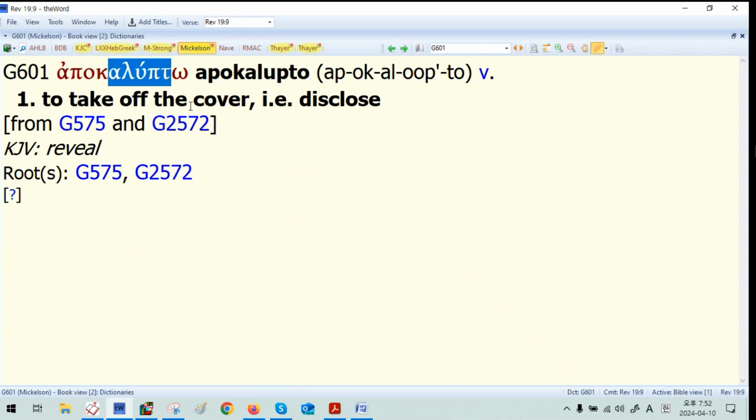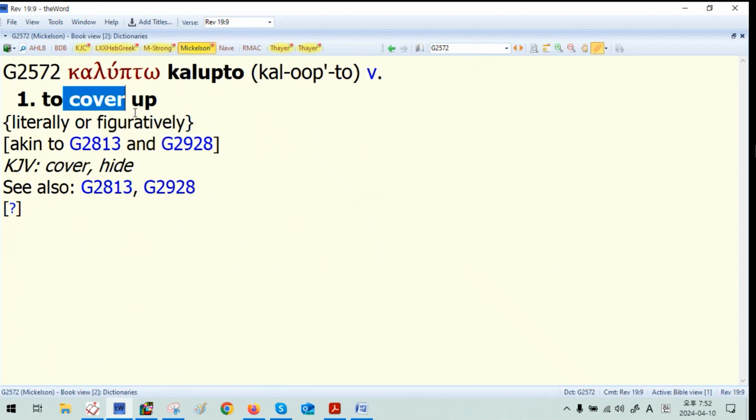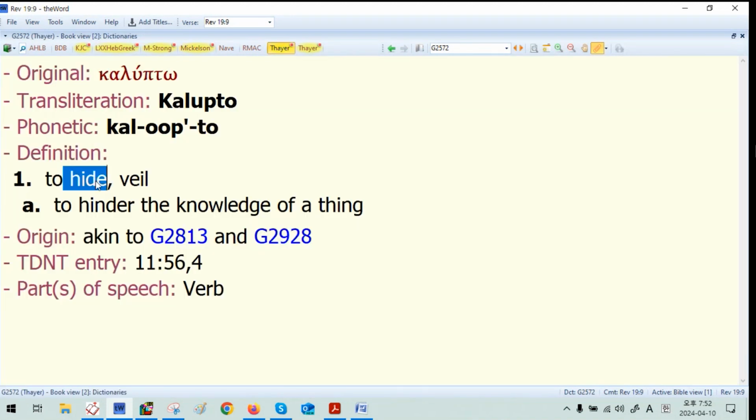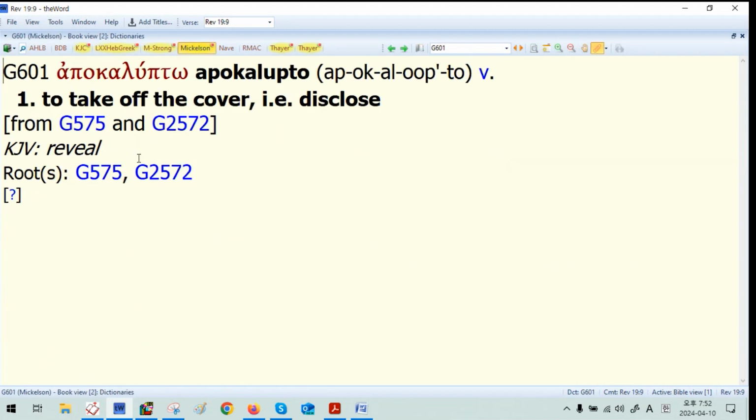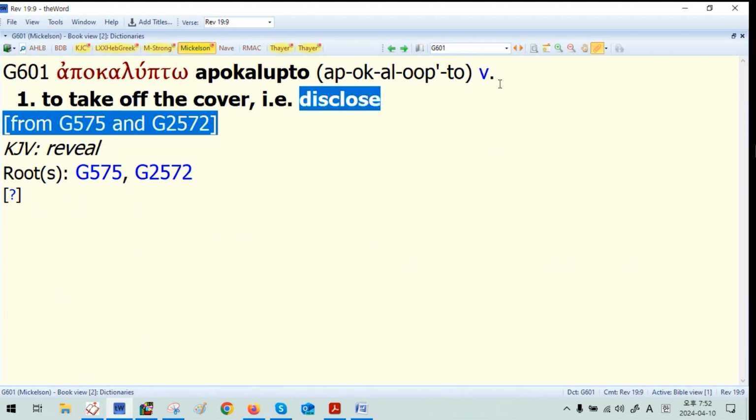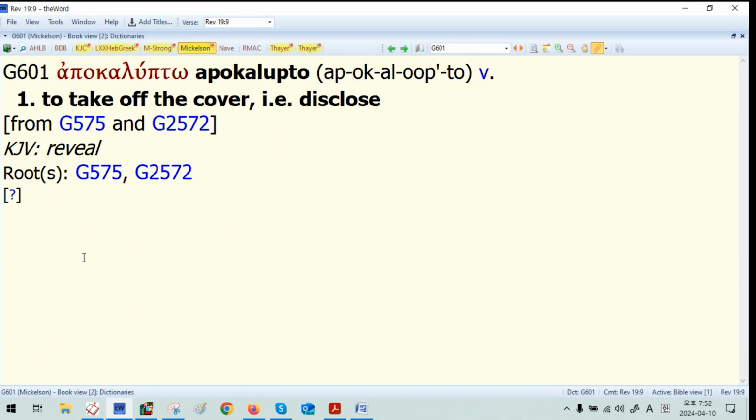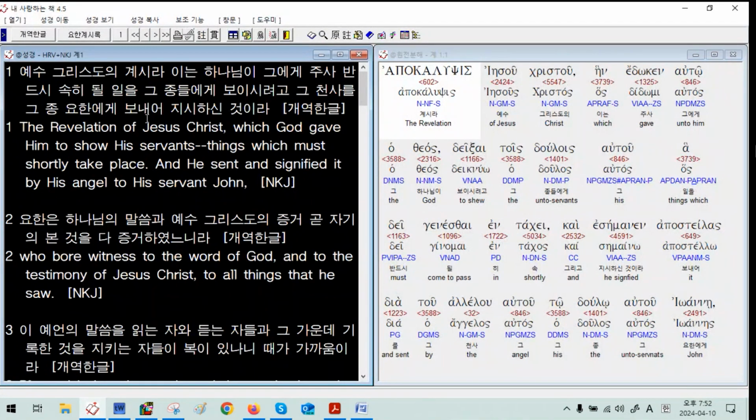And then kalupto, 2572, cover. Kalupto, cover off, right? In the dictionary, to hide, veil, which means hide off, veil off, which means fully manifested, right? That is take the cover off, disclose, the verb apokalupto. Then the book of Revelation is talking about the 7 seals, 7 trumpets, 7 bowls process that is happening spiritually in my life. The seal, trumpet, bowl process is what? Take the cover off Christos Jesus.